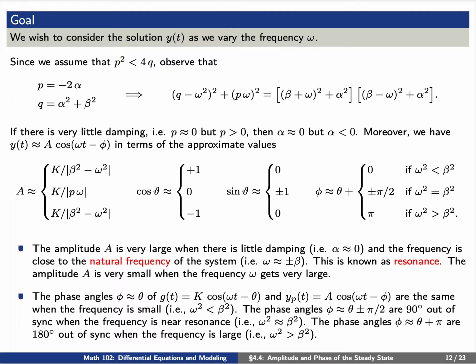The phase angle phi approximately equals theta when omega is less than beta. The phase angle phi is approximately theta plus 90 degrees. That is, phi and theta are 90 degrees out of sync when the frequency omega is near our natural frequency beta. And finally, the phase angle phi is approximately equal to theta plus 180 degrees. That is, they are 180 degrees out of sync when the frequency omega is large.